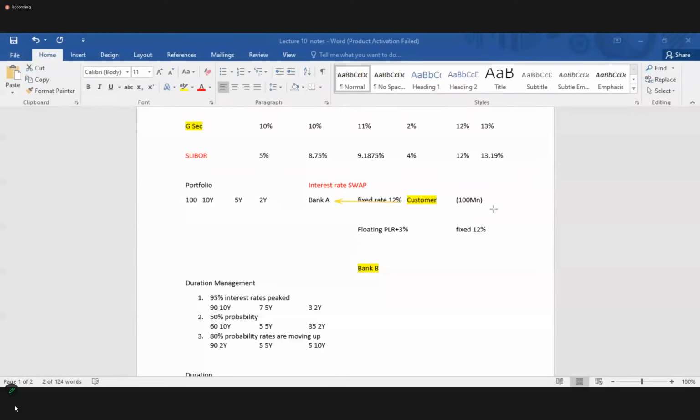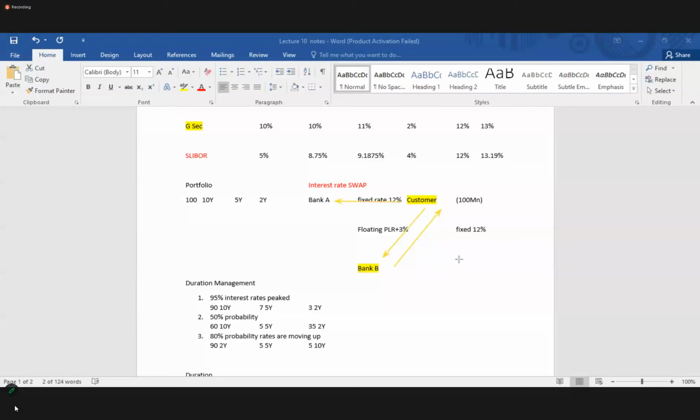That's what you say, notional 100, because your loan value is 100 here. You don't write derivatives for absolute values. It's only a notional value, so there is no cash flow exchange on the capital. It's only a notional on which the computations are done. So you do a fixed to floating interest rate swap from your side with bank B. Then what happens is the customer receives from bank B a fixed rate at 12%, and the customer pays the bank, let's say, PLR plus 3%.